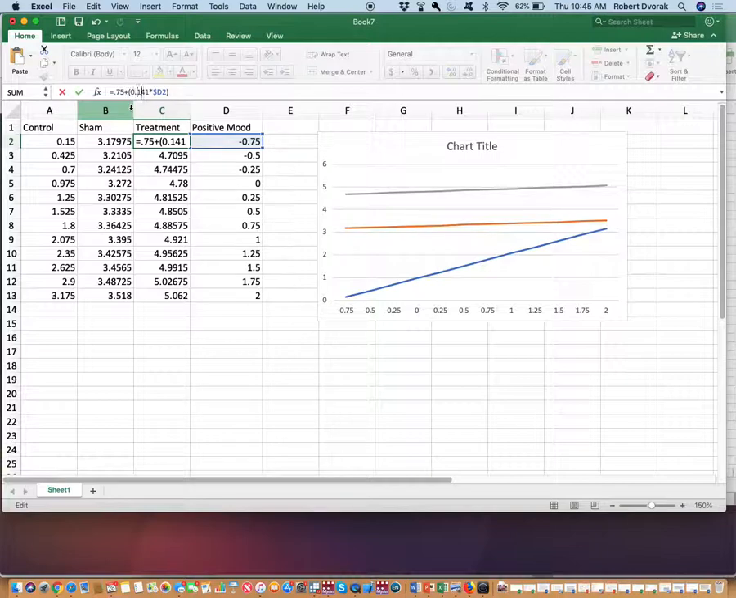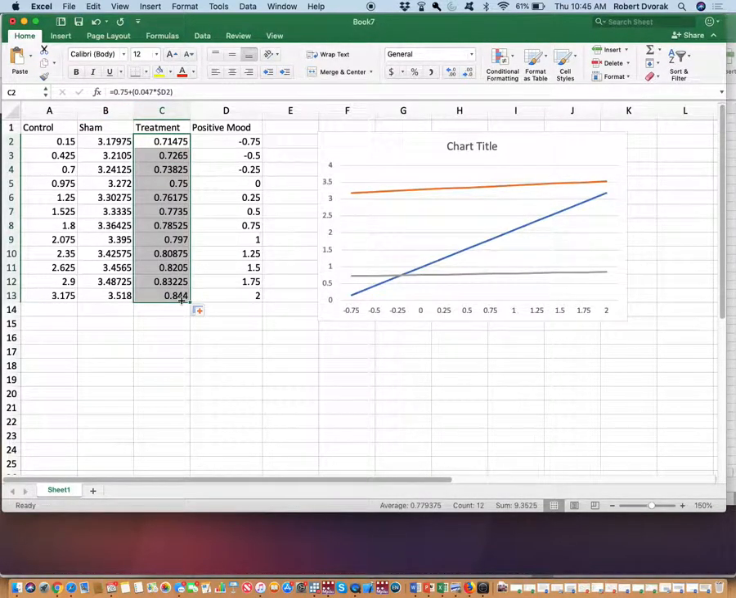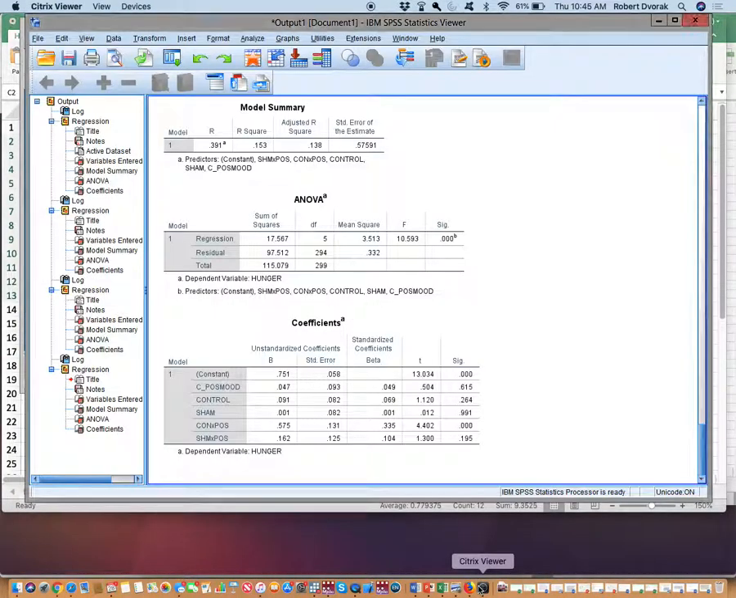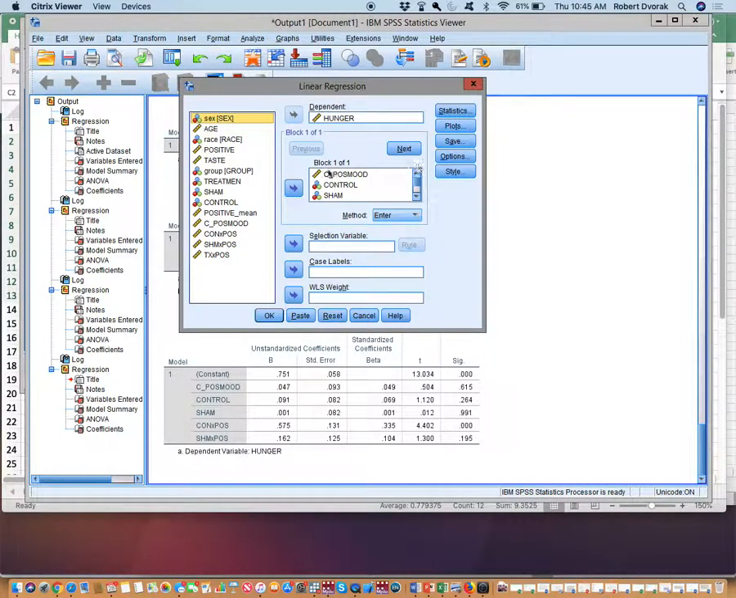0.75, 0.047, hit enter. Grab that and pull it down so we have a straight line. I'm just going to do this. You guys do it too, and then we will compare notes once everybody's done.